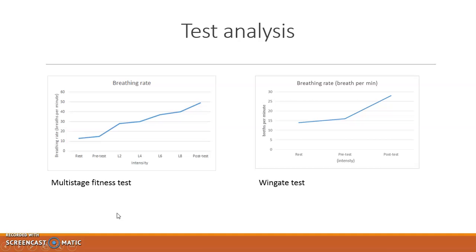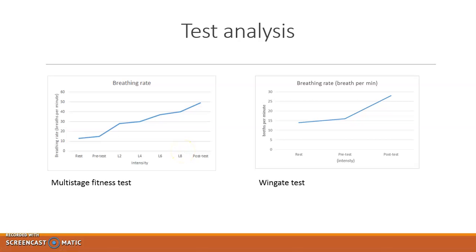So again, we did these two same tests. We did the multi-stage fitness test, and in the multi-stage fitness test, as the intensity of the levels increased, the breathing rate increased, as you can see here. Before exercise began, there was an anticipatory rise in the breathing rate, as shown here between rest and pre-test. This happens as our body begins to prepare us for the exercise, as adrenaline starts kicking in. Then at level 2, which is a lower intensity, the breathing rate was 28 breaths per minute, whereas at level 8, which is a much higher intensity, the breathing rate was 40 breaths per minute.